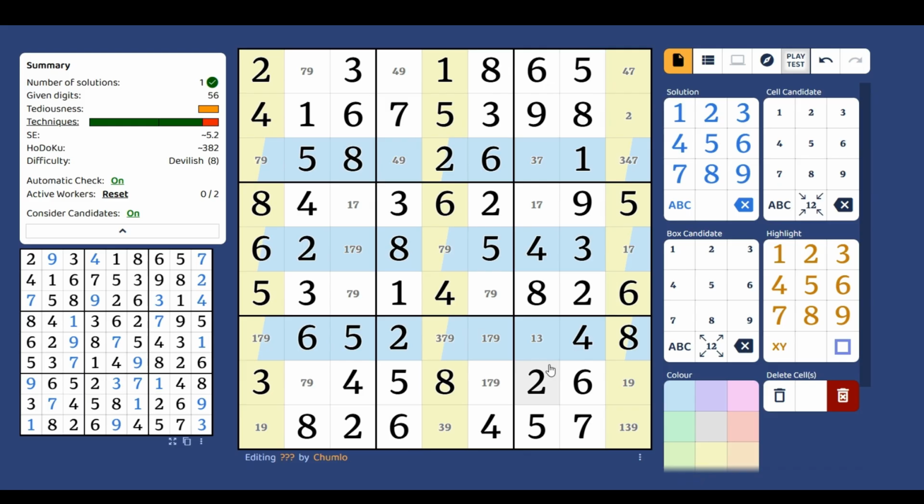Fins are basically imperfections in the structure of a fish, and they happen when we have an extra candidate in the same box as our base candidate. So here we have another grid from Sudoku, and our fish candidate for this one is going to be a 7. So let's go through column by column and take a look at those 7s.